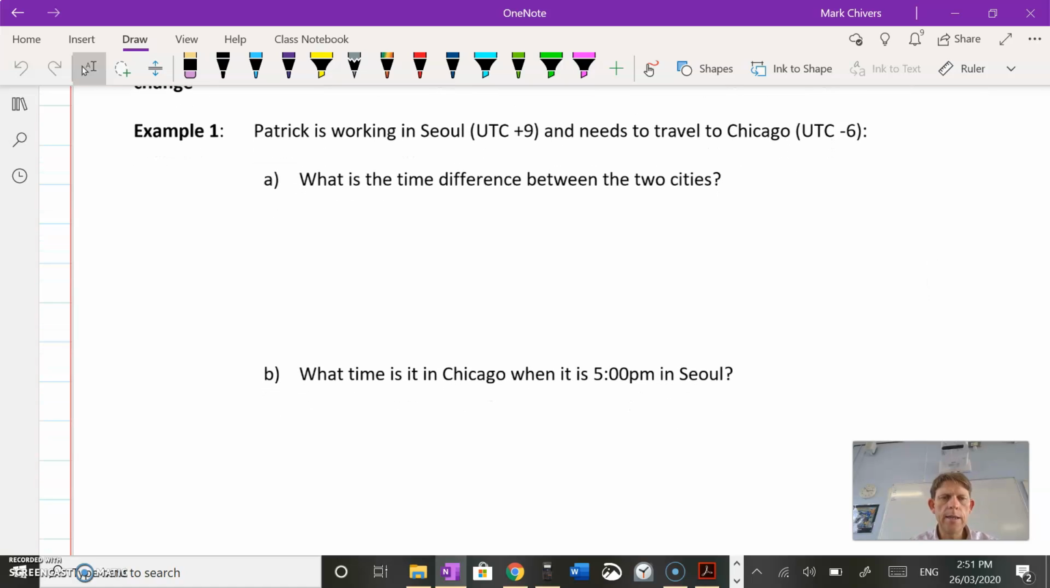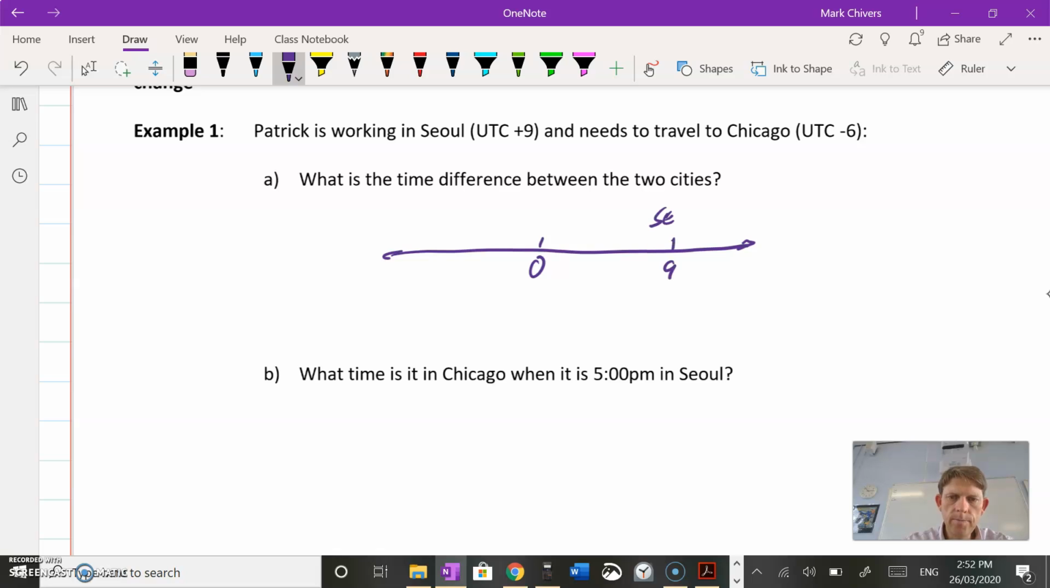So we've got a situation here where Patrick is working in Seoul and needs to travel to Chicago. So we just do our little timeline. At 0, we're going to have Greenwich or London. And then 9 hours in front is going to be Seoul. And 6 hours behind is going to be Chicago.